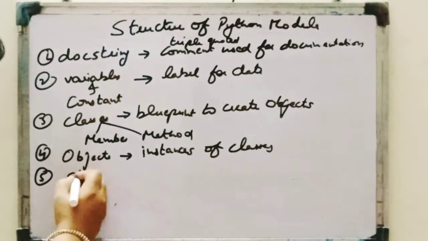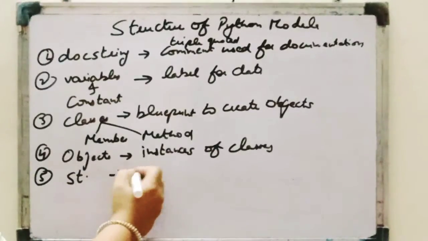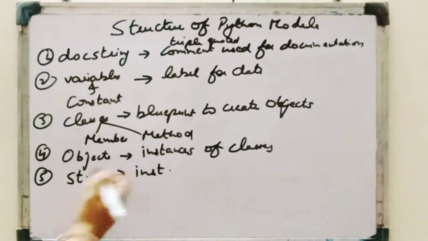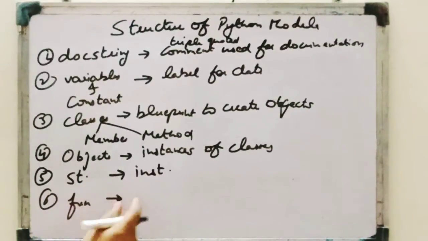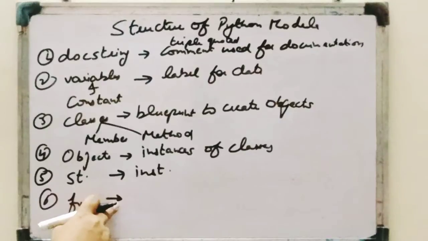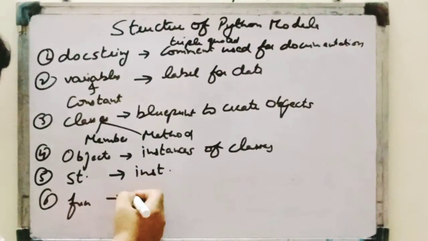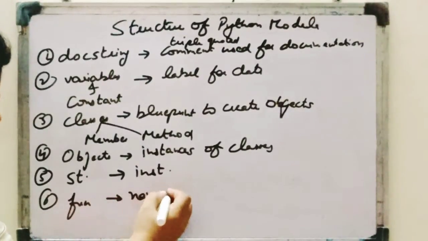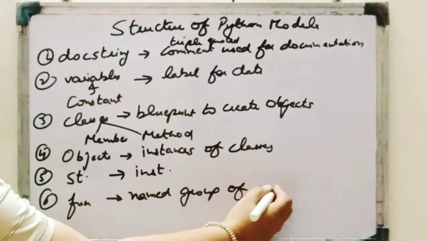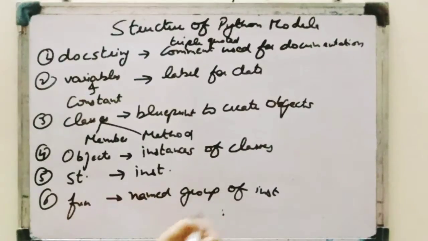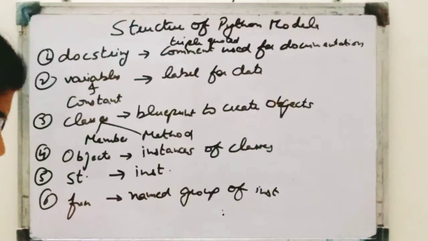Then after that there is a statement. Statement is what? It is nothing, it is only the instruction. And last is function. Hope everybody knows, because we have done this in the last chapter. It is a named group of instructions which is always ended with the semicolon. We have done this in the last chapter also. So this is all about the structure of the Python program.